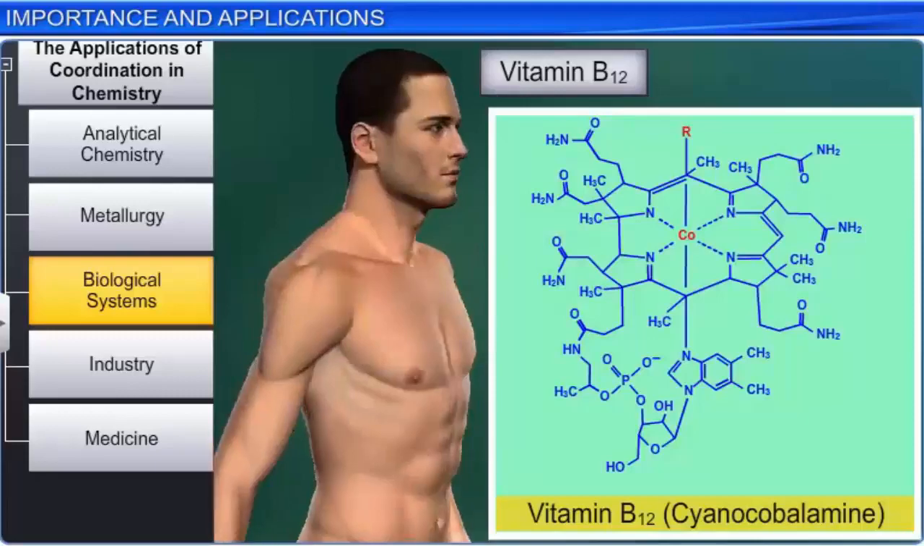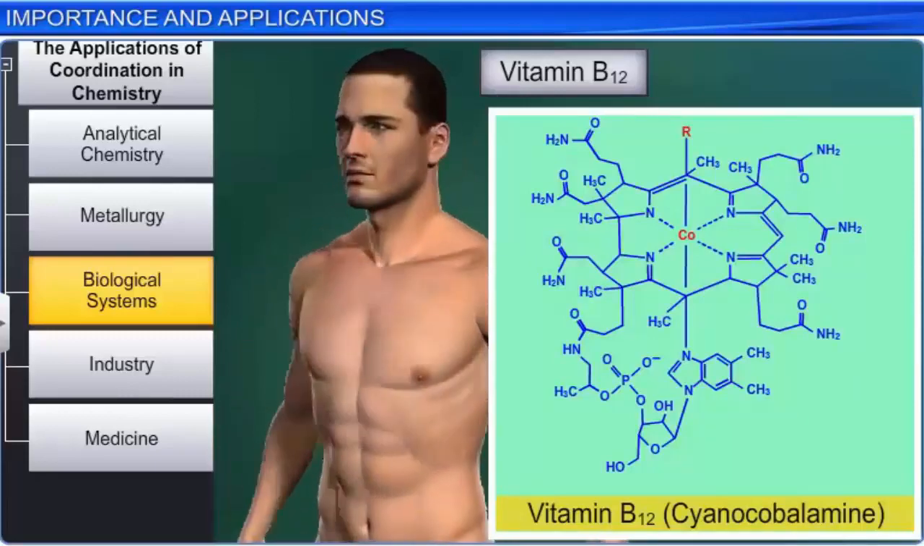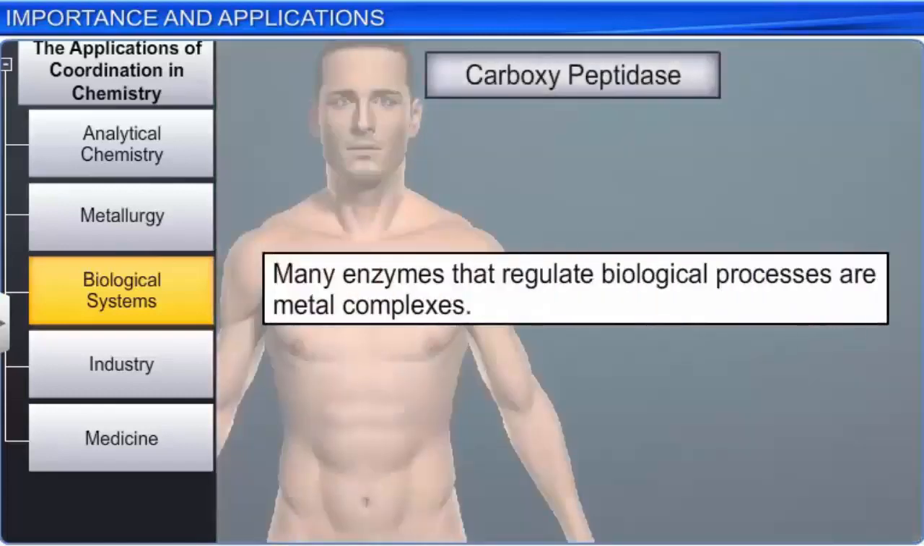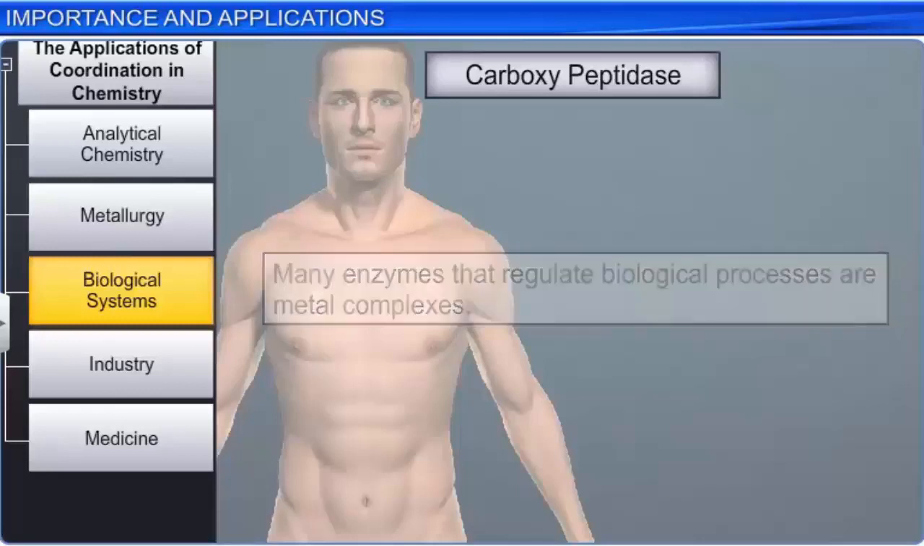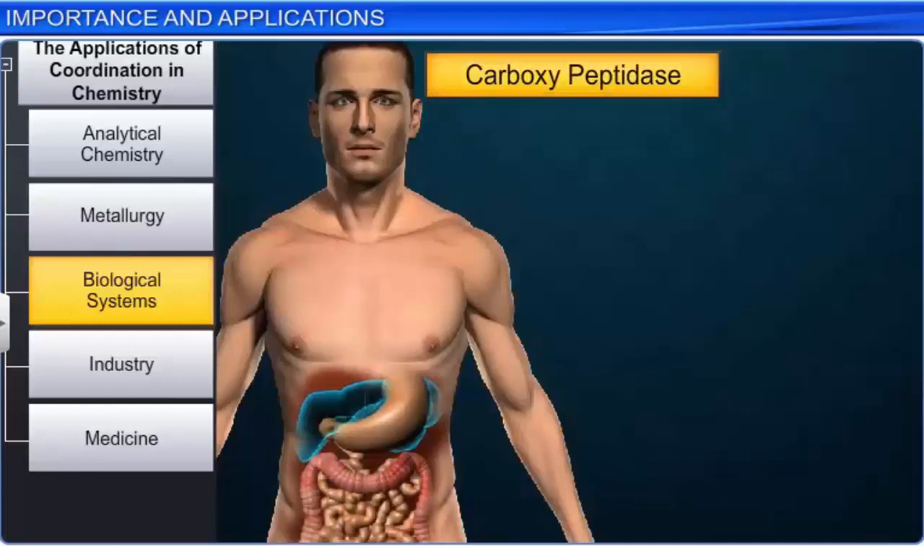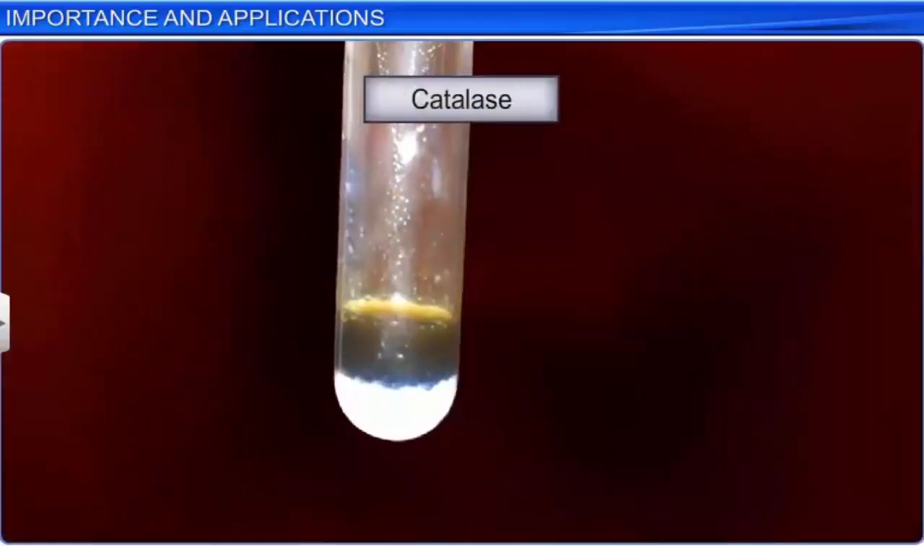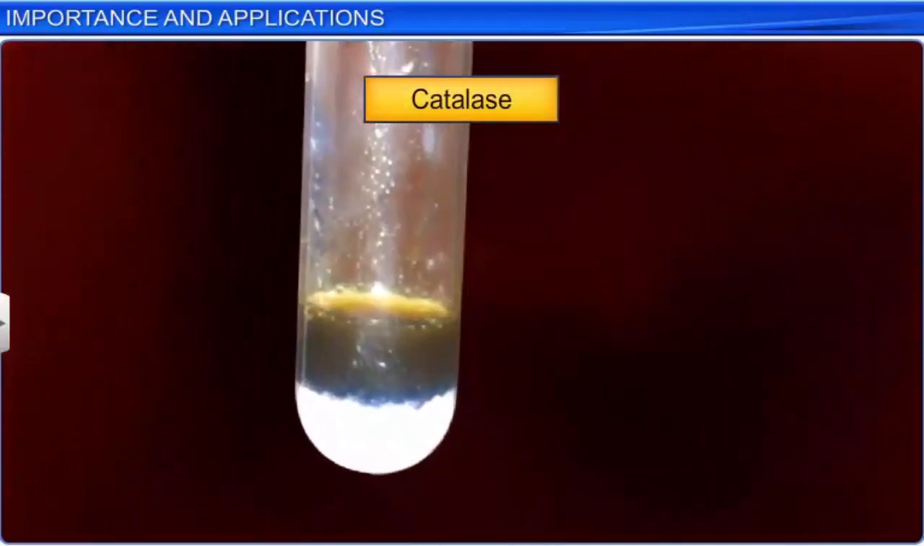Vitamin B12, cyanocobalamin, the anti-pernicious anemia factor, is a coordination compound of cobalt. Many enzymes that regulate biological processes are metal complexes. For example, carboxypeptidase, a hydrolytic enzyme important in digestion, contains a zinc ion coordinated to several amino acid residues of the protein. Another enzyme, catalase, which is an efficient catalyst for the decomposition of hydrogen peroxide, contains the iron porphyrin complex.